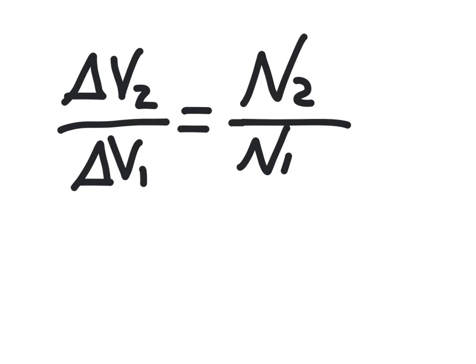Now, as you approach your transformer problems, and I believe I've got 7 of those on your homework assignment, this is going to be the main formula that you use. So let's talk about this for just a moment. Our change in V2 is the potential difference of the secondary. The change in V1 is going to be the potential difference of the primary. Now both of these will be in units of volts.